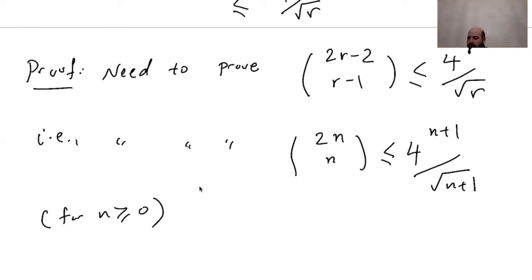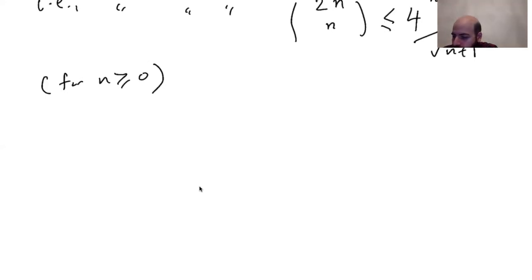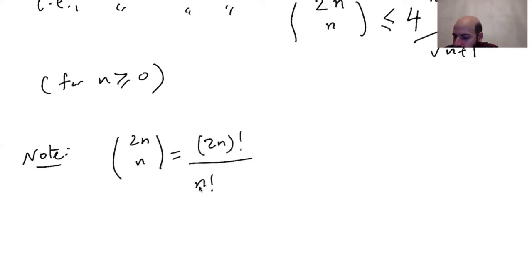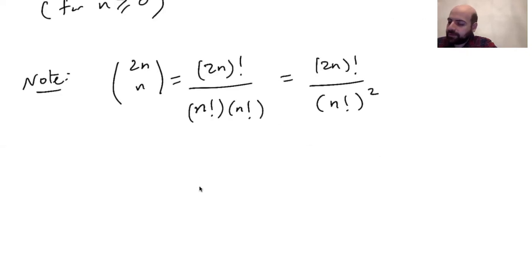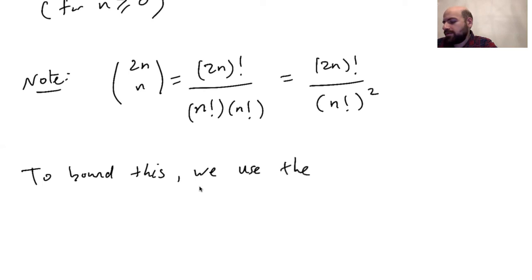Okay, let's consider 2n choose n. Note 2n choose n. What is this? This is 2n factorial divided by n factorial to the power 2. So to bound this, I'm going to use the Stirling formula.